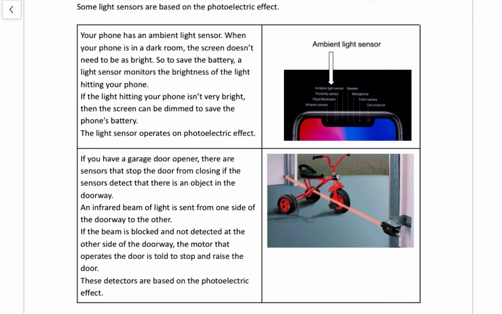To save batteries in your cell phones, it's smart to dim the screen when the phone is in a room that isn't very bright. So let's say you go into a movie theater, you're not supposed to have your phone on, but in the movie theater, if the room isn't very bright, then this ambient sensor pays attention to the light, and when it notices the room isn't very bright, it dims your screen, because by dimming the screen, that'll save your phone's battery. Those sensors in your phones are based off of this photoelectric effect.